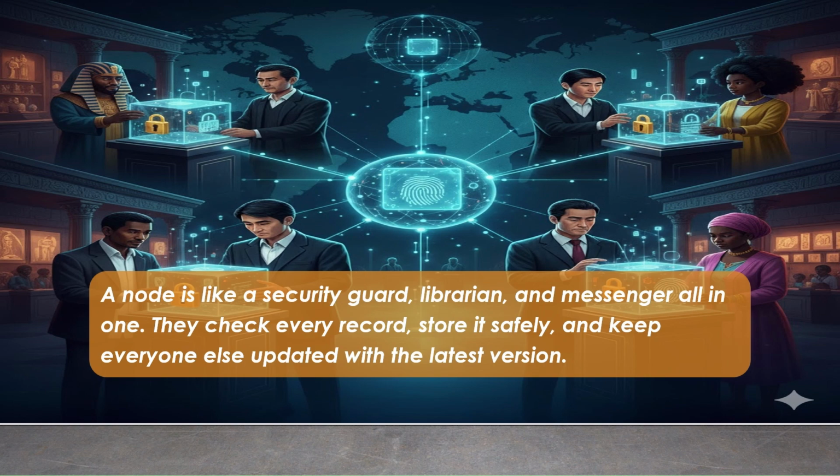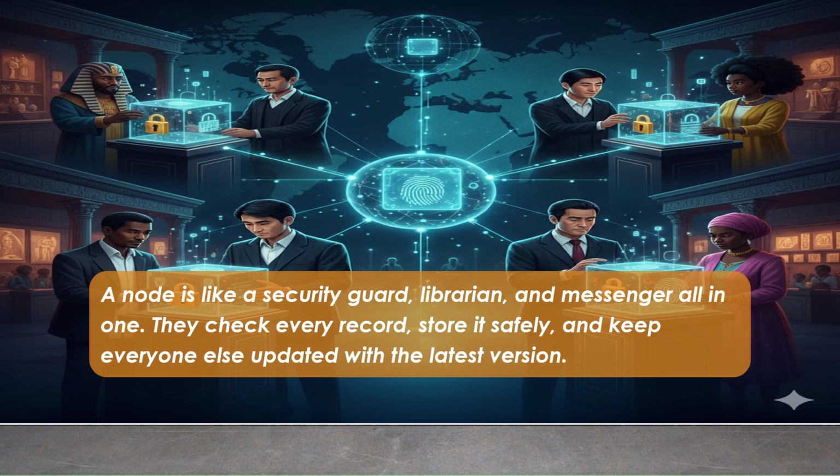So, I always like to make a simple analogy as close as I can to the meaning to help us understand what these things are. So, a node is like a security guard, librarian, and messenger, all in one. They check every record, store it safely, and keep everyone else updated with the latest version of the blockchain.